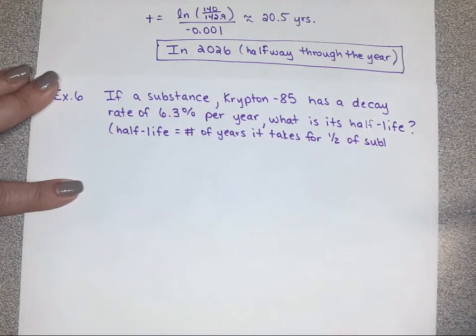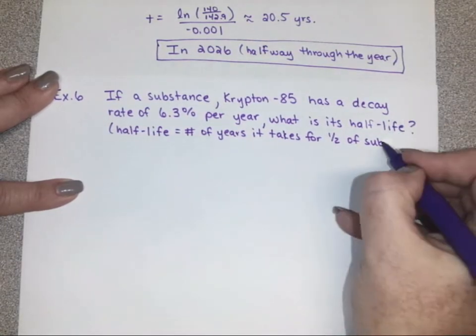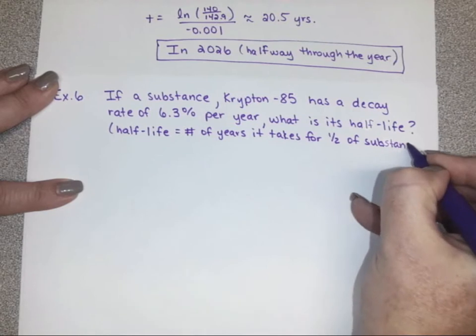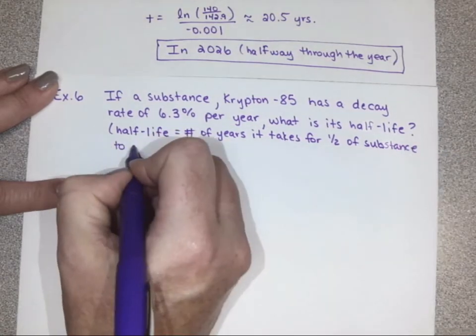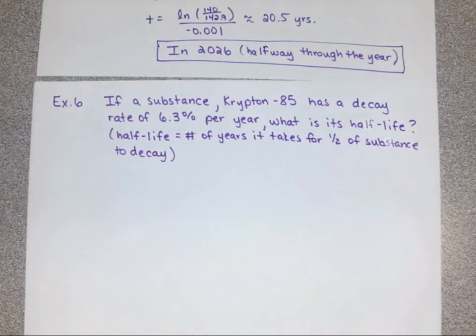So again, this is how we date old artifacts. If we know how quickly the element decays in the item we're talking about, then we can estimate how old the item is based on how much is still left.